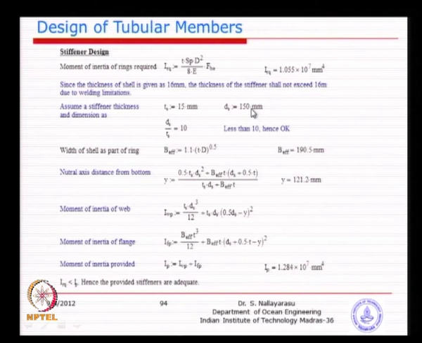or so called the web height as 150 mm, and I calculated the moment of inertia using the neutral axis and so on. So, I find that the moment of inertia provided is 1.287, whereas the moment of inertia required is about 1.05. So, provided is higher. So, I am satisfying the requirements. So, basically the stiffener design is nothing but providing sufficient inertia to take the bending loads coming from the hoop.